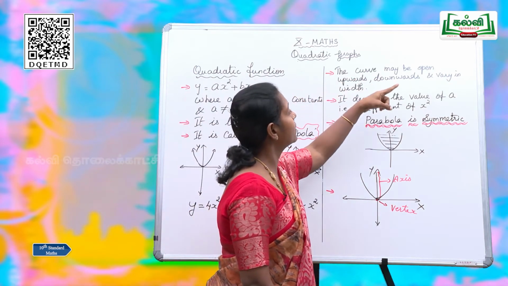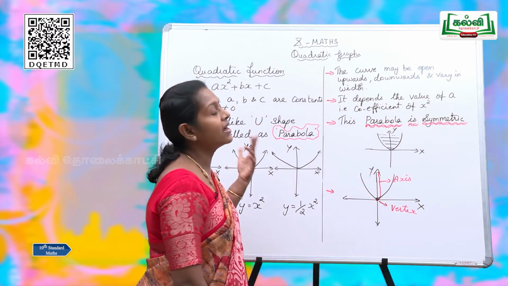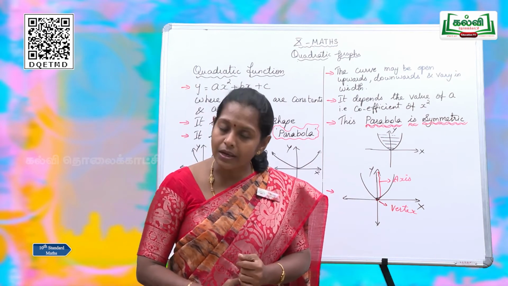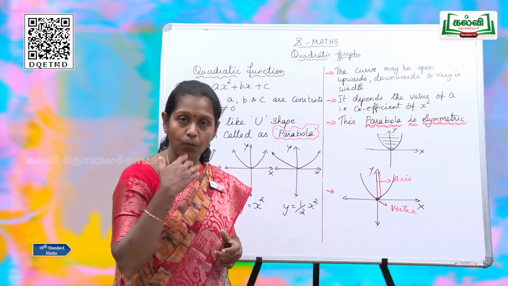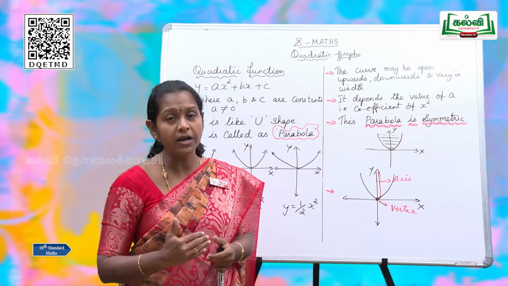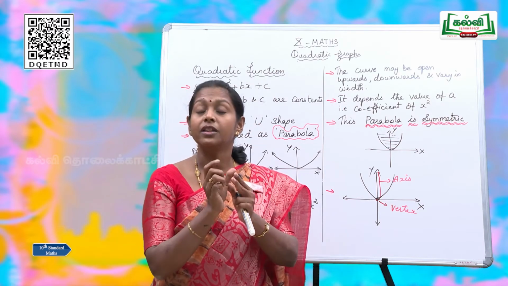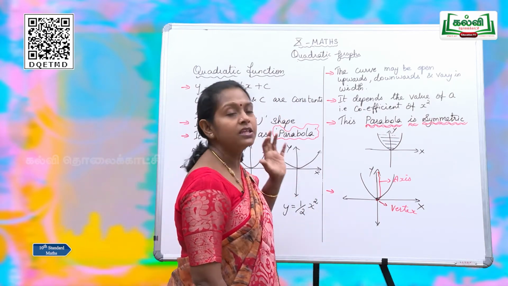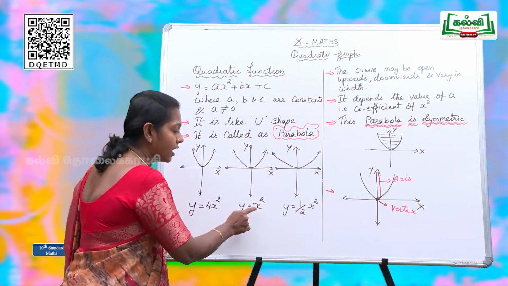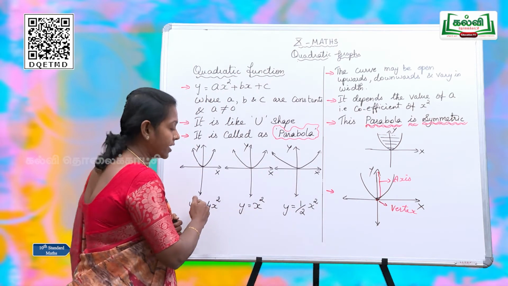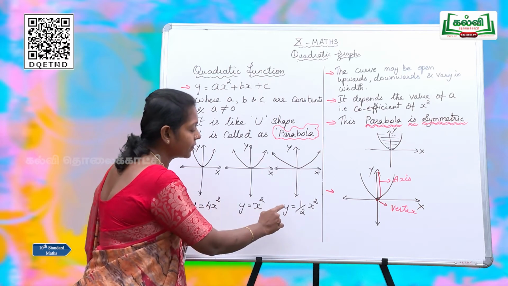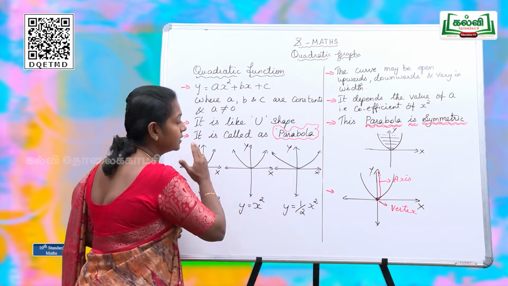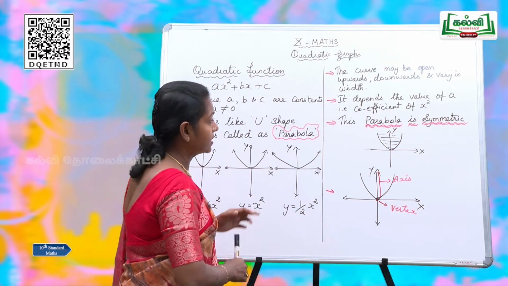Next, the curve may be open upwards or downwards and vary in width. So there are so many kinds of parabolic curves. You will learn in the higher classes. But there is an upward open and downward open. It may be right or left. Then the width may vary as we discussed in the previous graphs. And all these graphs depend, of course, on the coefficient of x squared. As I told you, when the coefficient of x squared increases, the graph will be narrower; decreases, the graph will be what? Wider.